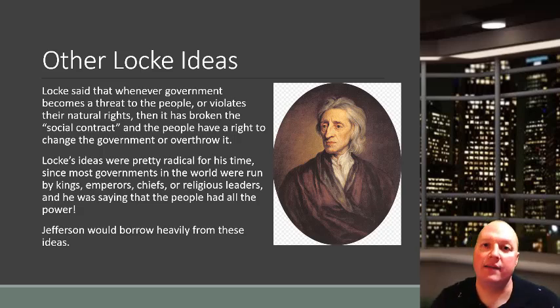And that is the idea that Jefferson is going to borrow for the Declaration, that we are going to destroy this government and create a new one for ourselves that will protect our rights, that will acknowledge that the power comes from the people, and governments serve the people. We don't serve the government. The government serves us. We created it. And so we're going to create a government that will protect our rights to life, liberty, and property.